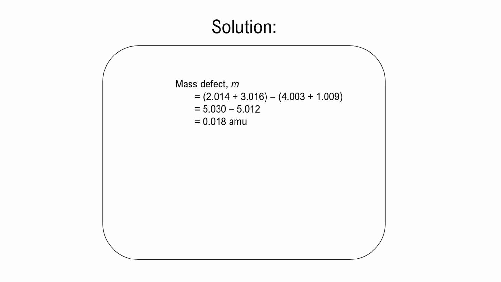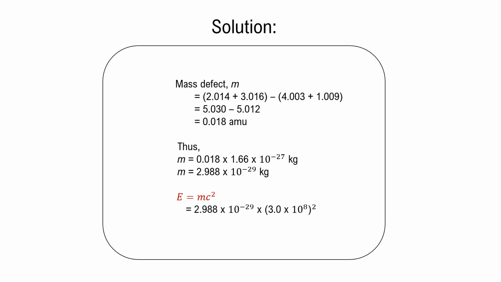First, solve for the mass defect m, which is equal to 0.01 AMU. Then, convert the unit AMU into kg. Then substitute the value of mass defect and the speed of light in vacuum into the formula. And the energy release is 2.69 times 10 to the power of negative 12 joules.